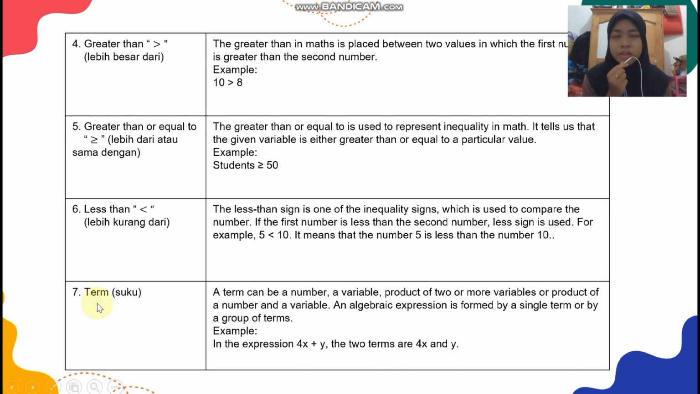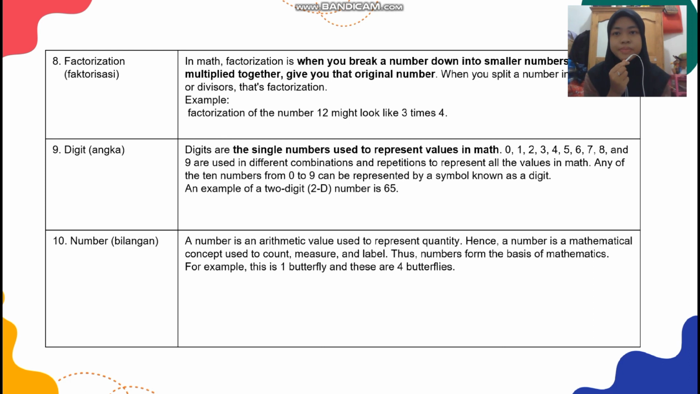The next is term, which means suku. A term can be a number, a variable, a product of two or more variables, or a product of a number and a variable. An algebraic expression is formed by a single term or by a group of terms. For example, in the expression 4x plus y, the two terms are 4x and y.